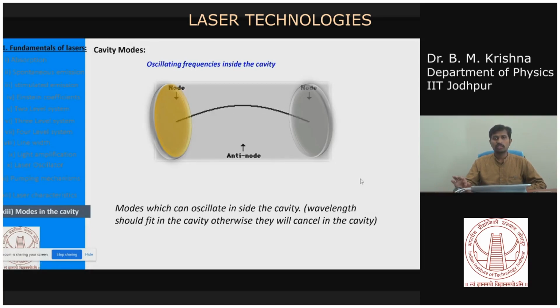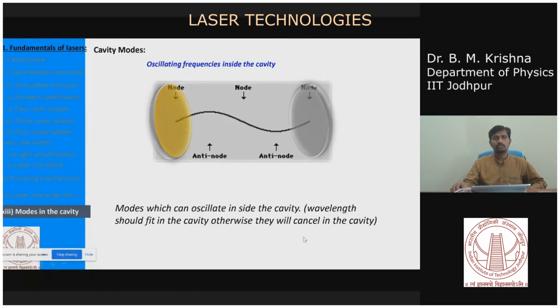If there is no standing wave formation, those waves or modes will interfere destructively, the amplitudes will get cancelled out, and this mode vibration will not be there. To have a mode sustain, it has to interfere constructively when there is a reflection back. For example, this wave goes from here to here and comes back, oscillating between the two end mirrors. It has to oscillate continuously. Then we call this mode sustained in the cavity. To sustain, the wavelength should fit in the cavity.